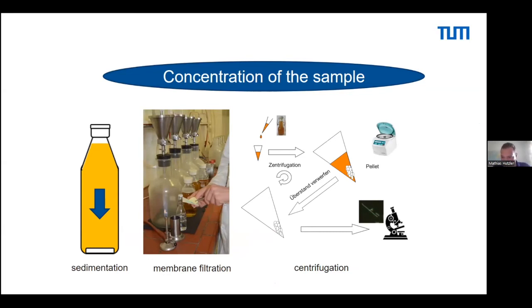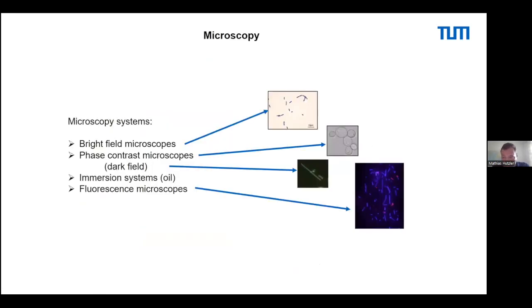Then there's one crucial point, it's the sample concentration. You can do it with sedimentation, so just leave a bottle there overnight or 24 hours. You can do membrane filtration, concentrate the microbes on the filter, or centrifuge. If you concentrate, then you can apply this direct method, or also other methods like PCR and so on. Okay, I made this very brief.